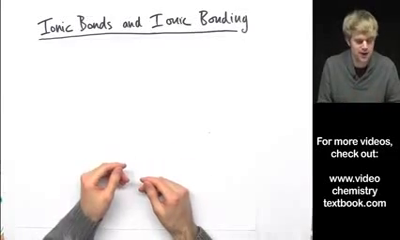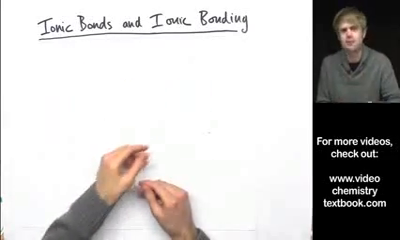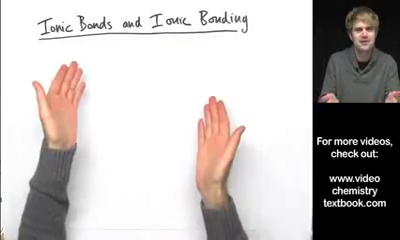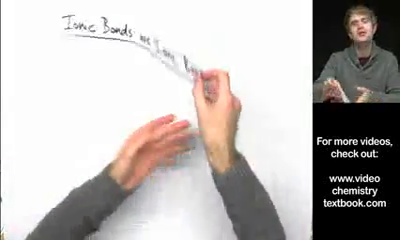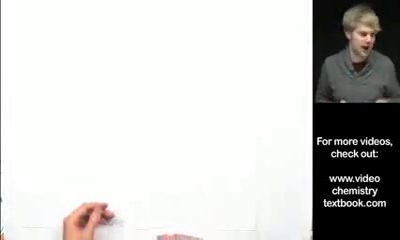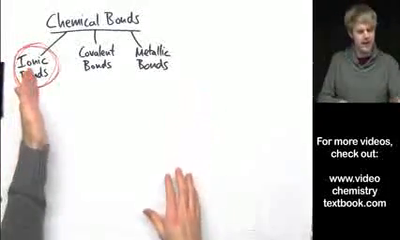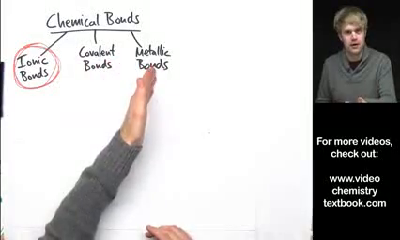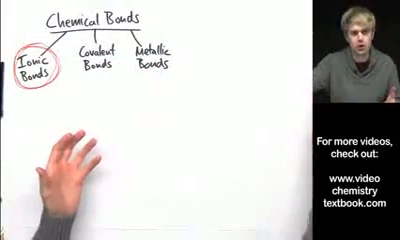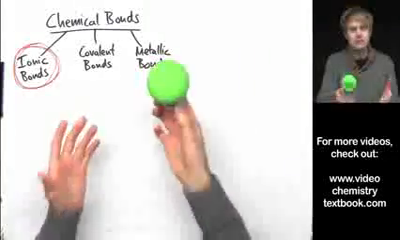This video is an introduction to ionic bonds and ionic bonding. Don't know anything about these things, or you feel a little bit rusty? It's no big deal, because we're going to start from scratch. So, ionic bonds are one type of chemical bond. Chemical bonds are like glue that holds atoms together.